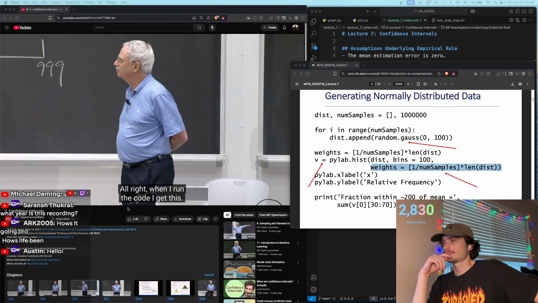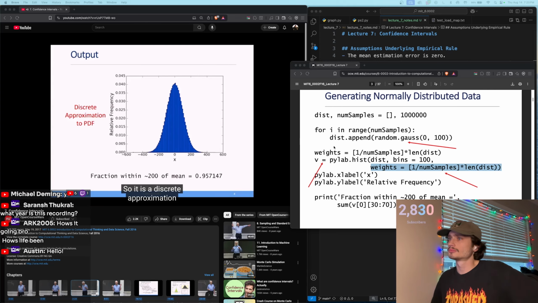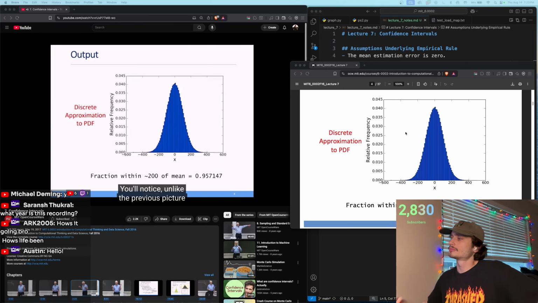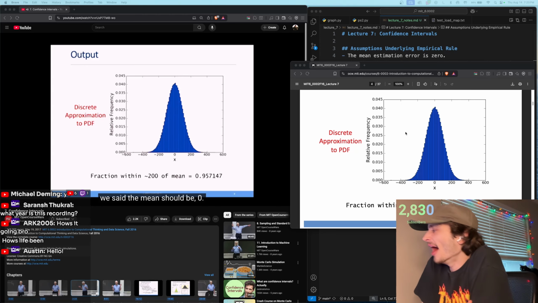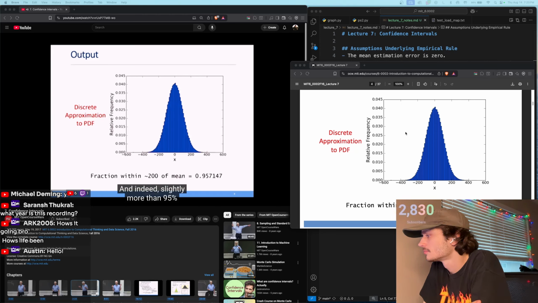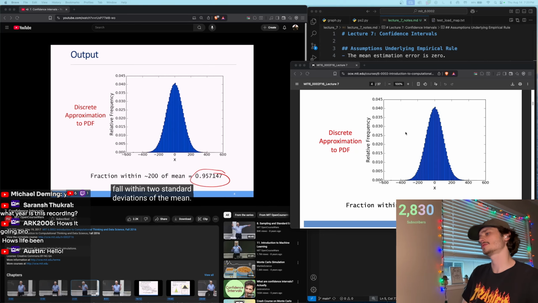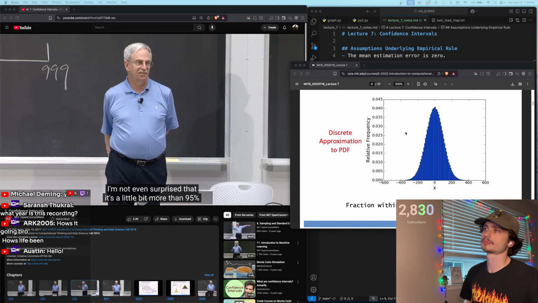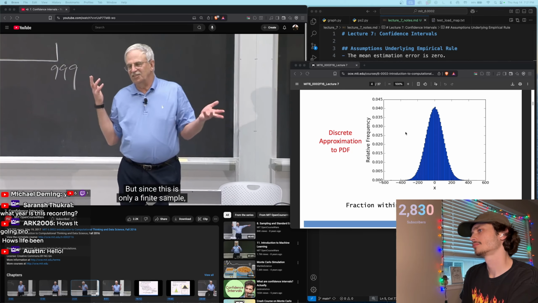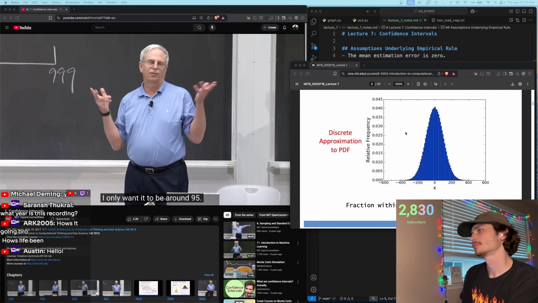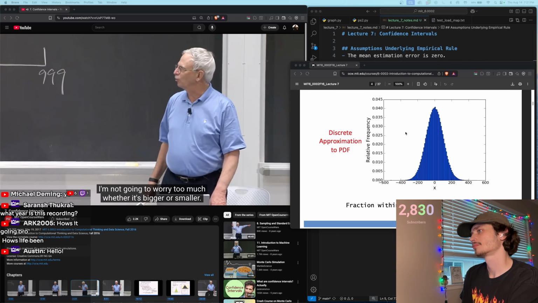When I run the code, I get this. So it is a discrete approximation to the probability density function. You'll notice, unlike the previous picture I showed you, which was nice and smooth, this is jaggedy. You would expect it to be. And again, you can see it's very nice that the peak is what we said the mean should be, 0, and then it falls off, and indeed slightly more than 95% fall within 2 standard deviations of the mean. Not even surprised that it's a little bit more than 95% because, remember, the magic number is 1.96, not 2. But since this is only a finite sample, I only want it to be around 95. I'm not going to worry too much whether it's bigger or smaller.